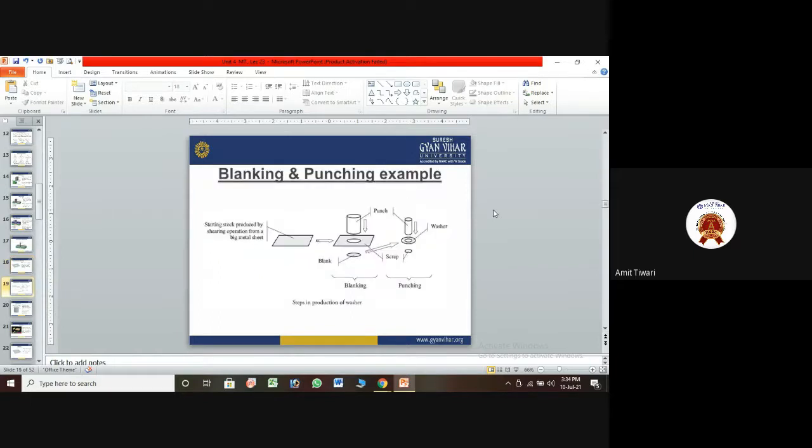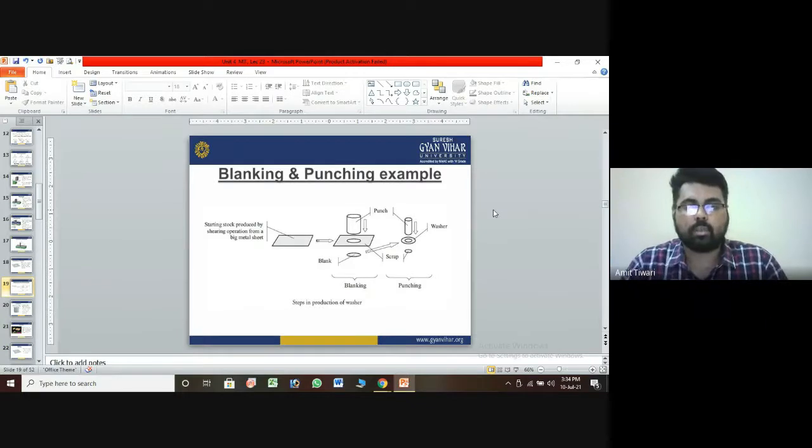Blanking and punching example, as shown in the figure. First of all, you start with stock, produced by the shearing operation from a big metal sheet. You apply the punch, and a blank area is removed for your fabrication. This area also takes place, and a punch is required for another one, the washer, with a smaller punch required for that. These are the blanking and these are the punching operations. So in the production of the washer, these two types of operations, blanking and punching, are performed.